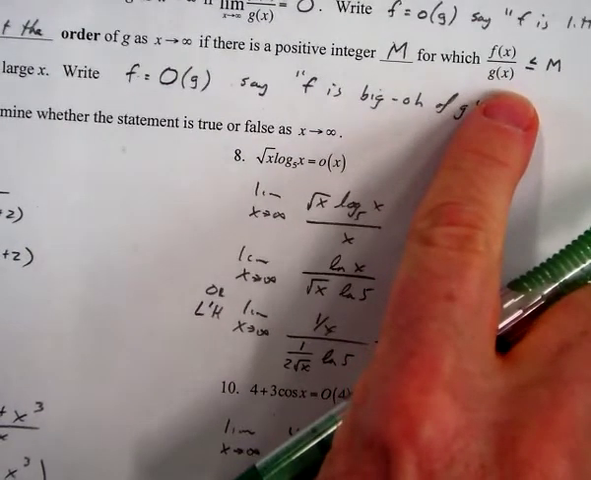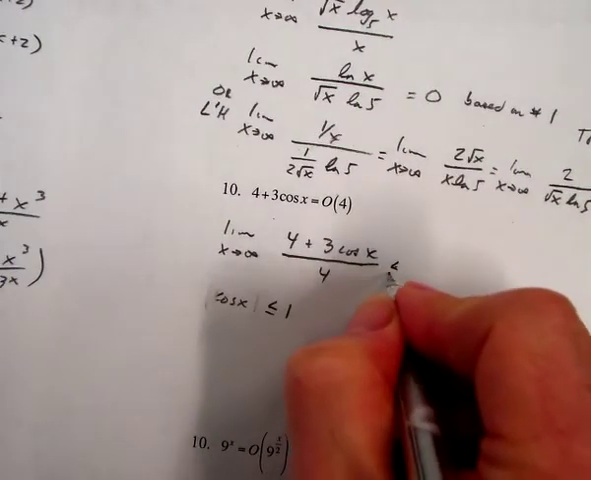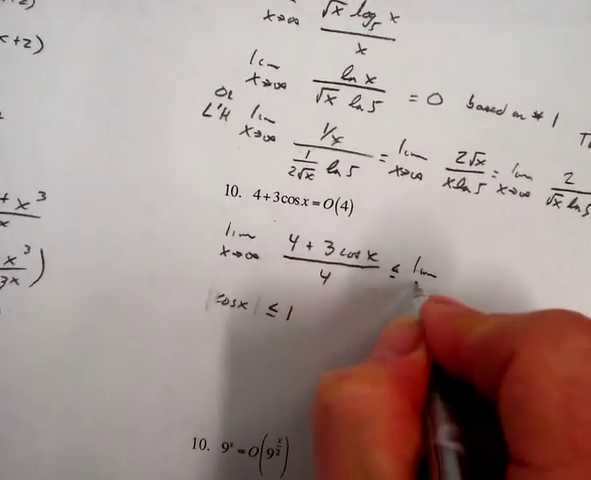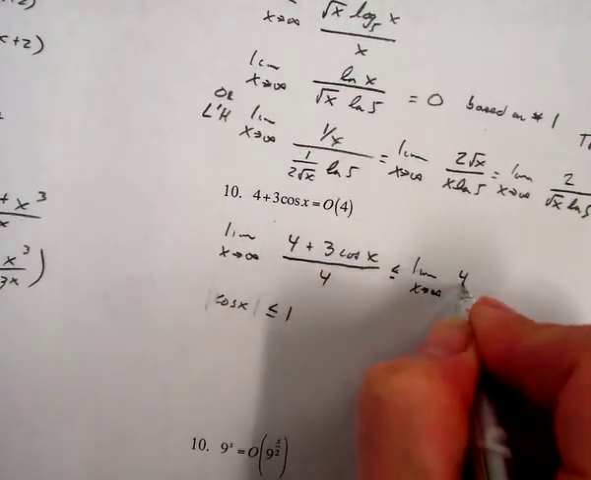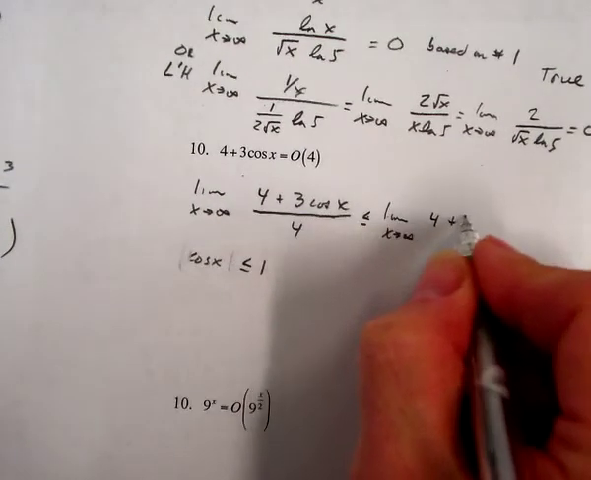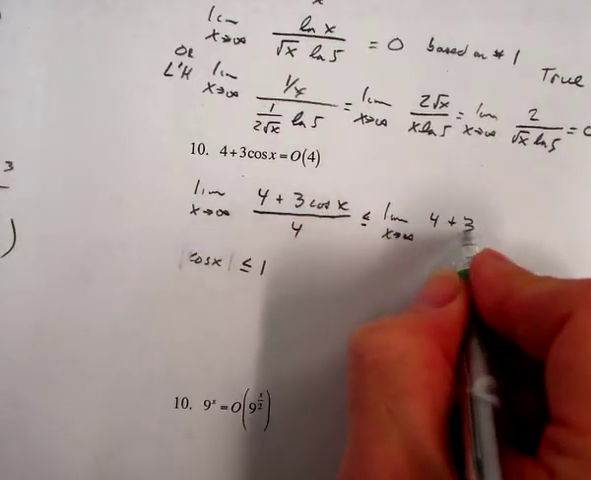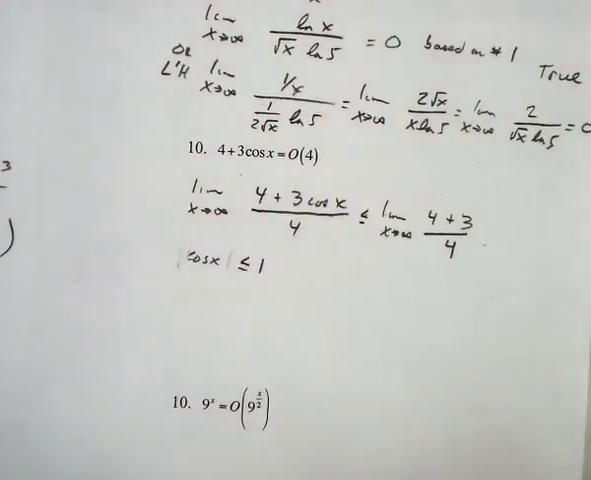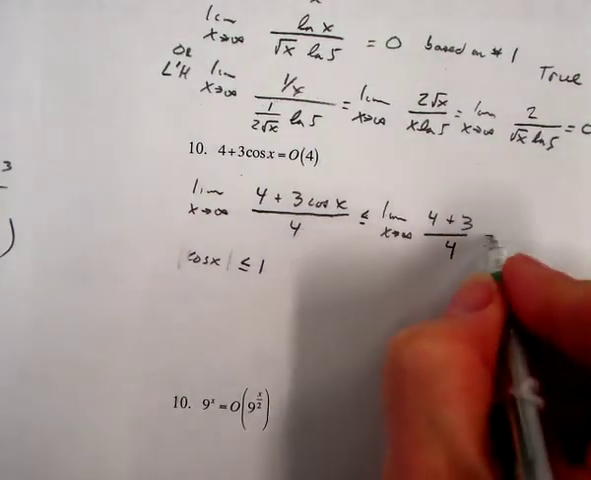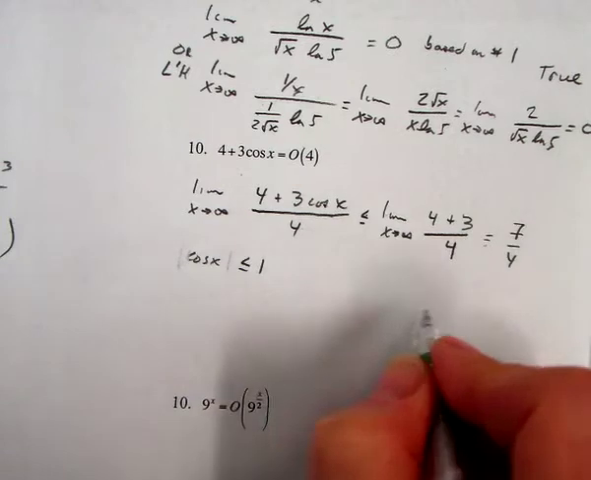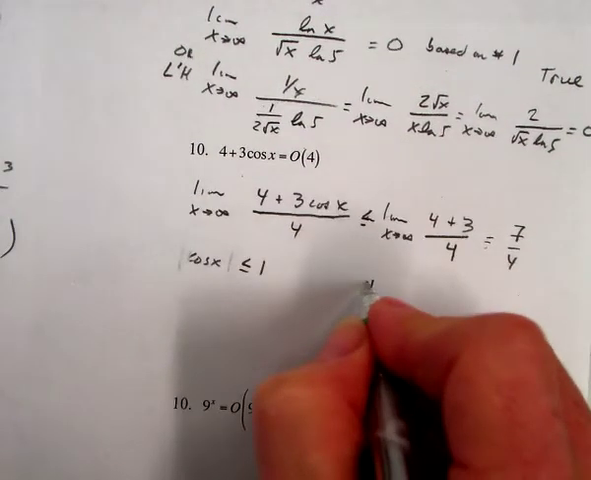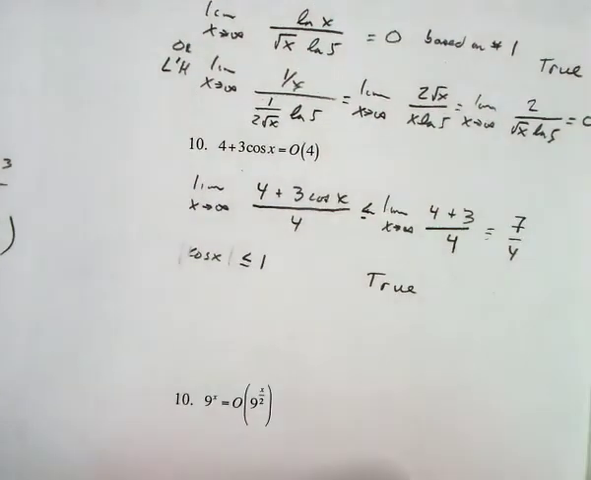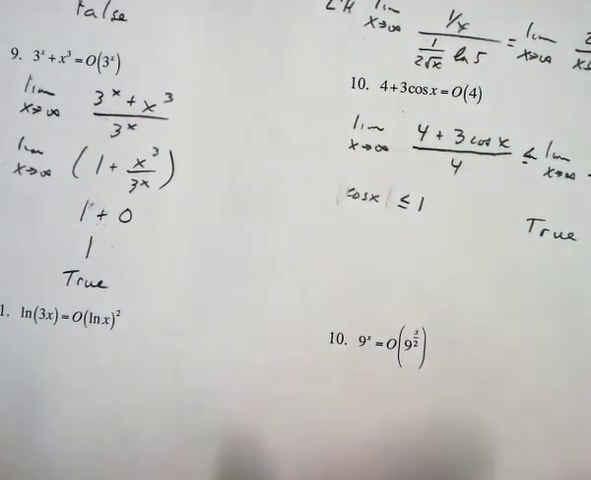So when we look at this first one, all we need to do is bound it. We need to find some number that this thing can't be bigger than. So we can say this is going to be less than or equal to the limit as x goes to infinity of 4 plus, if we just treat cosine of x as 1, 4 plus 3 over 4. And now that's just a constant, so that equals 7/4. So this is true because we've bounded it by 7/4. That fraction will never be bigger. All right, next one.